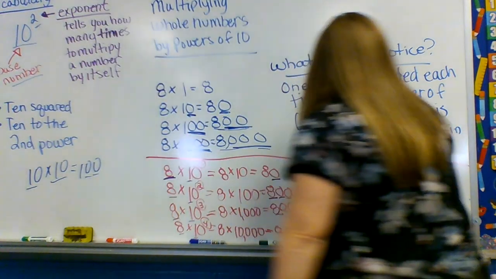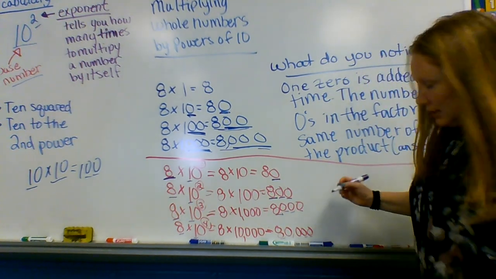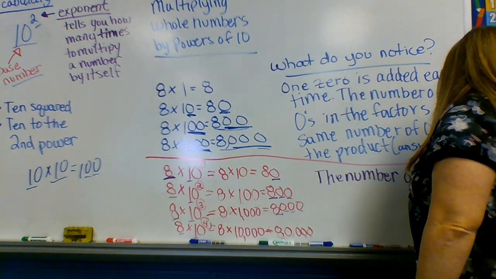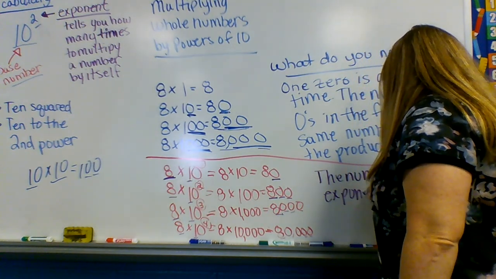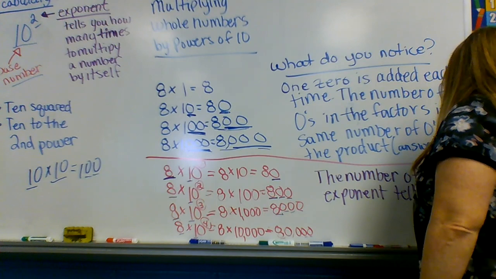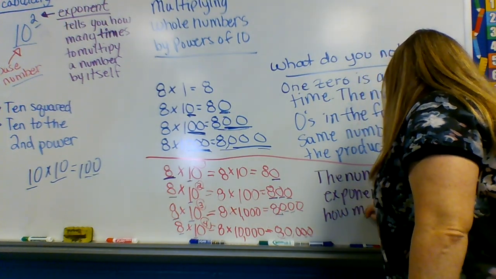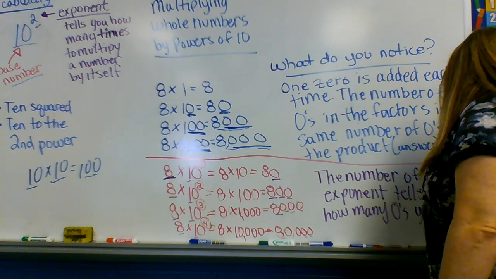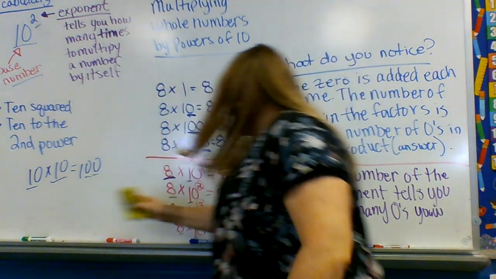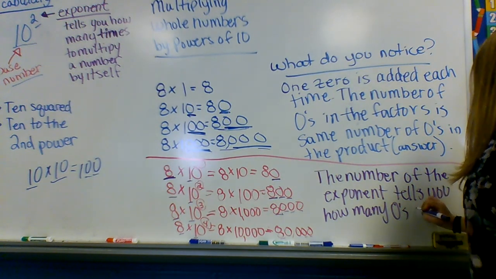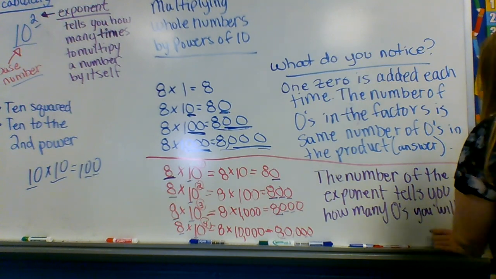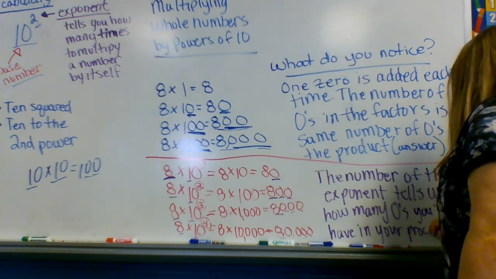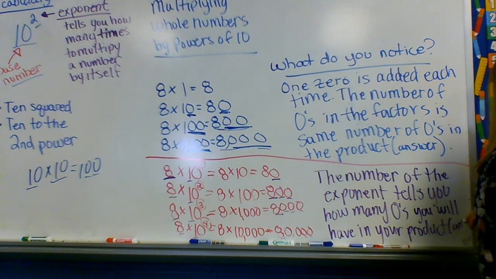So what patterns do you notice? Okay, so what do we notice here? Well, we notice the number of the exponent tells you how many zeros you will have in your product. Remember, a product is just your answer of a multiplication problem.